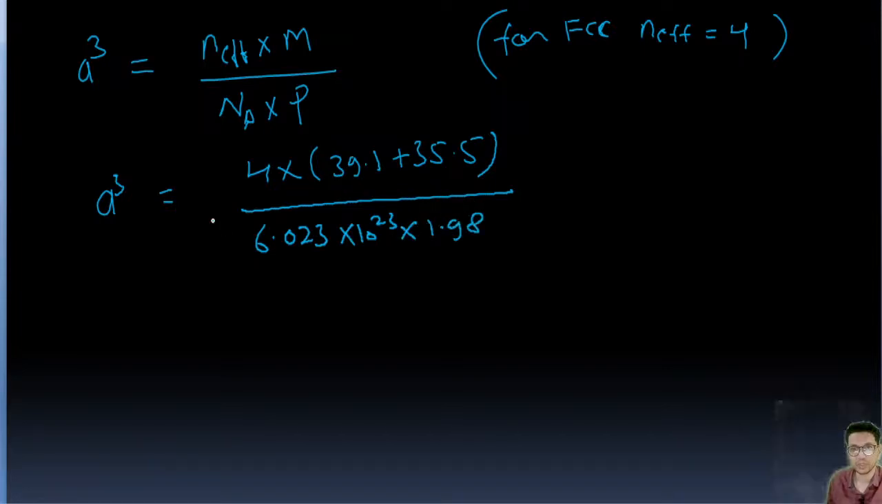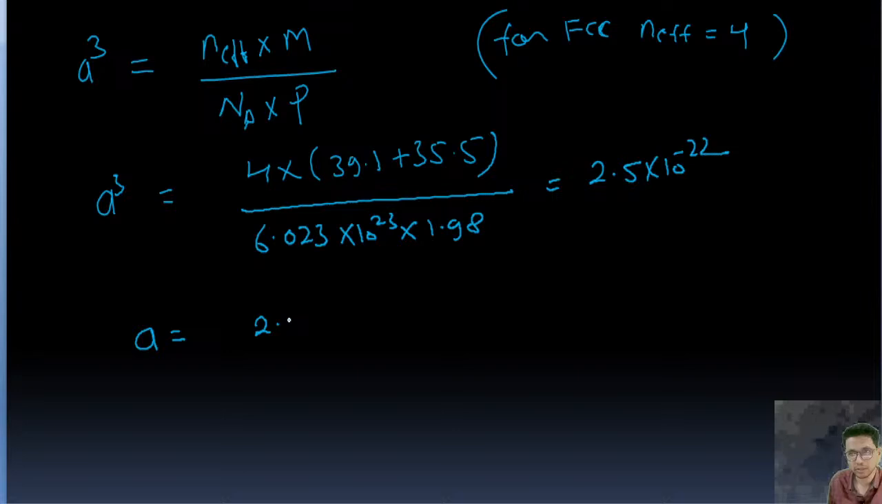Okay, so we'll solve it, and you can use a calculator for this. This is going to be 2.5 into 10 to the power minus 22. This is the A cube, right? We can multiply by 100 and divide by 100, so this is going to be 10 to the power minus 24, right?